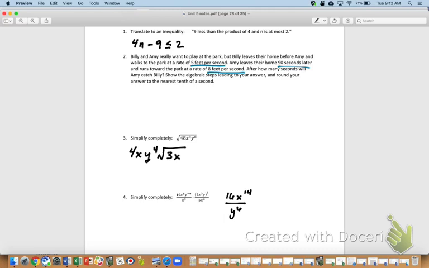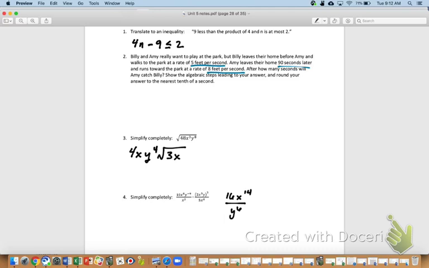So I'm trying to mark the question up here a little bit, point out the things that are important to me, try to make those good connections. After how many seconds will Amy catch Billy? It does say show the algebraic steps leading to your answer and round, if applicable, to the nearest tenth of a second. Okay, so do you guys draw a picture?